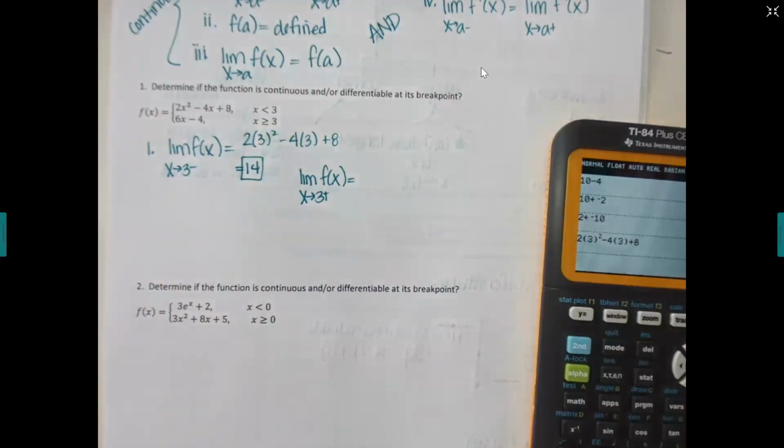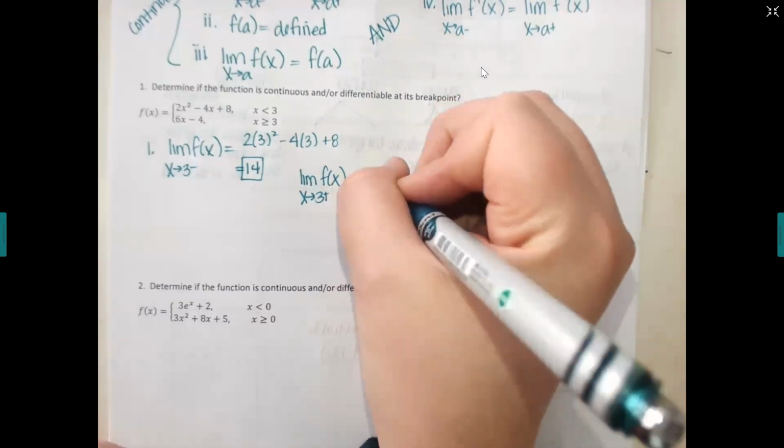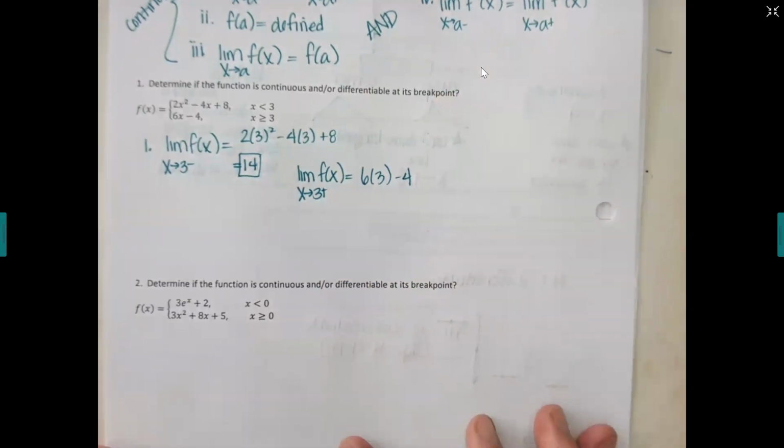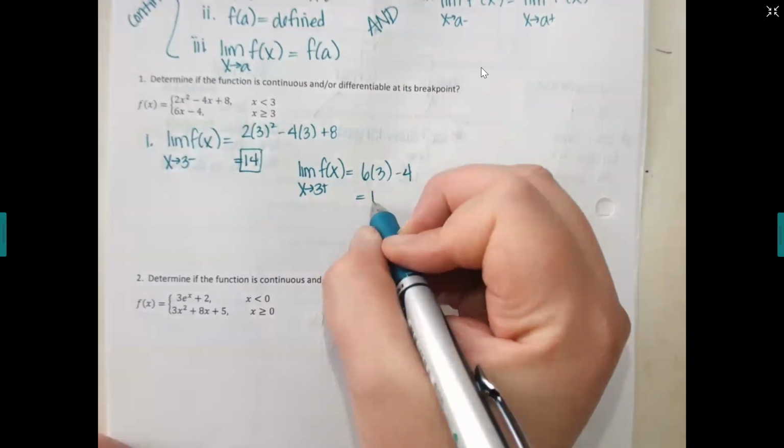Now let's do the right side limit. I'm going to do x greater than 3, which is going to be 6 times 3 minus 4. 6 times 3 is how many? 18. 18 take away 4 would be 14. So step number 1, left and right both came out to 14. I go on to part 2. For part 2, my y value has to be defined.